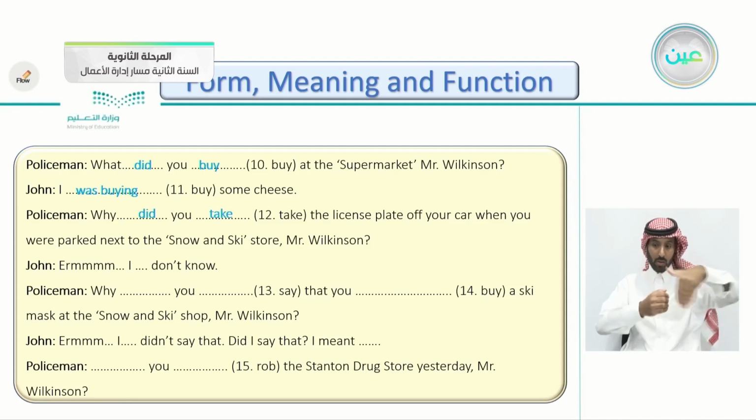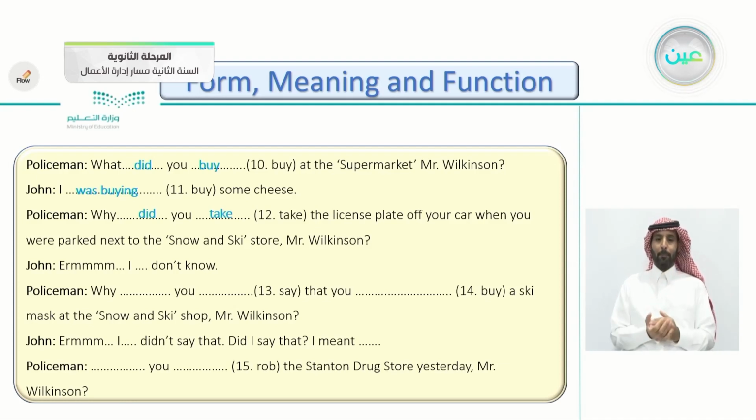Very good. Why were you taking the license plate of your car when you were parked next to the snow and ski resort, Mr. Wilkinson? John said, I don't know. The policeman, why did you say that you weren't buying a ski mask at the snow and ski shop, Mr. Wilkinson? He said, I didn't say that. So he was hesitating. The policeman said, very good. Did you rob the Staten Drug Store yesterday, Mr. Wilkinson?